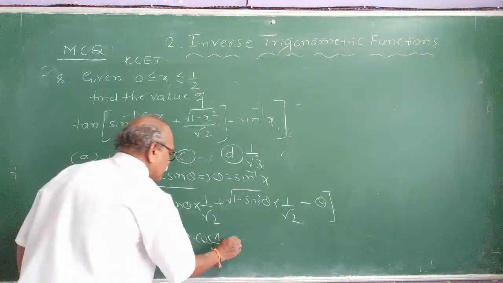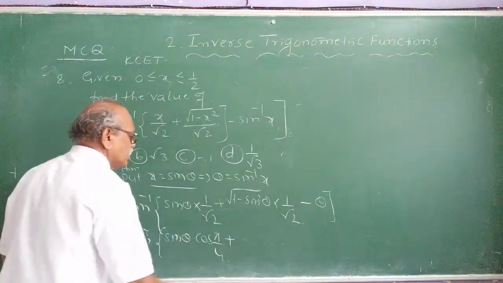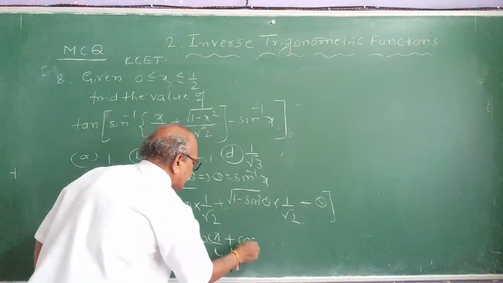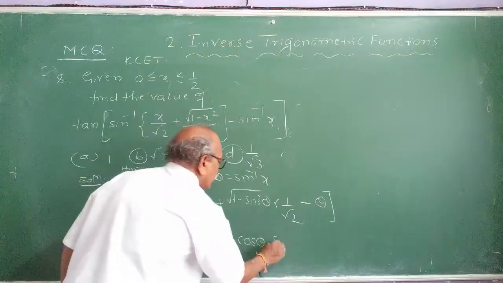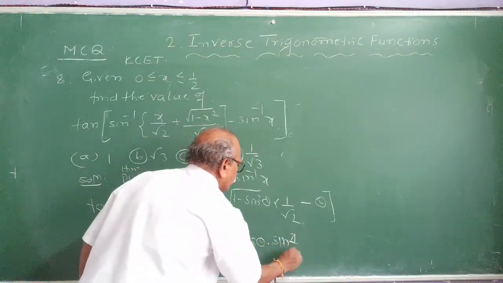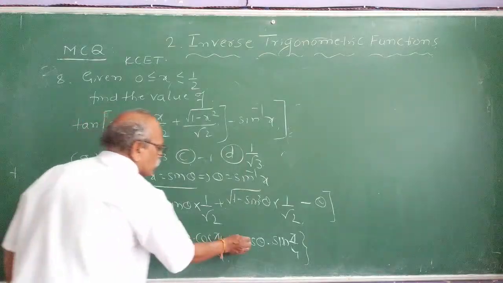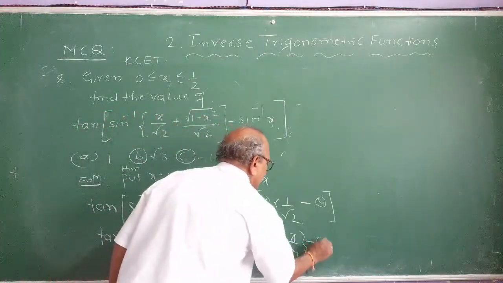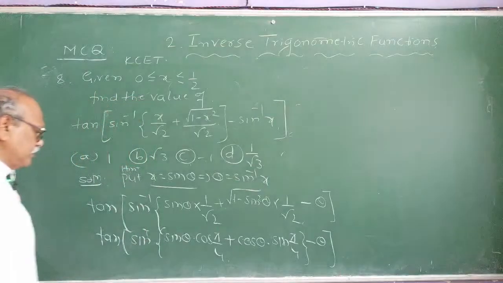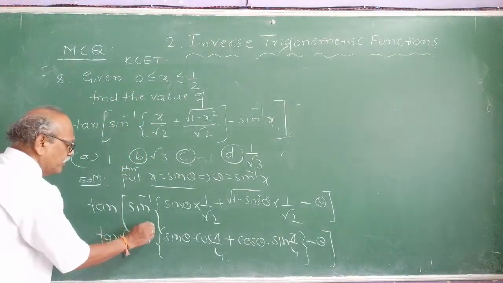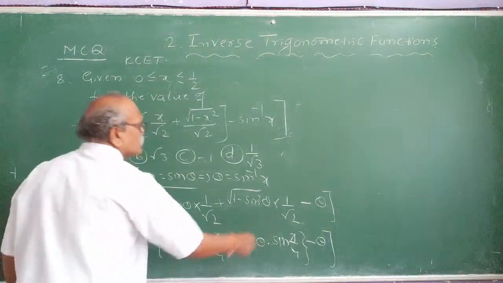Right? Plus, what is the root of 1 minus sin square theta? It is cos theta. Into, can I write 1 by root 2 as sin pi by 4? See the interesting identity. I am using sin A into cos B plus cos A into sin B minus theta. Simple trick. Are you getting me? What is sin A into cos B plus cos A into sin B?